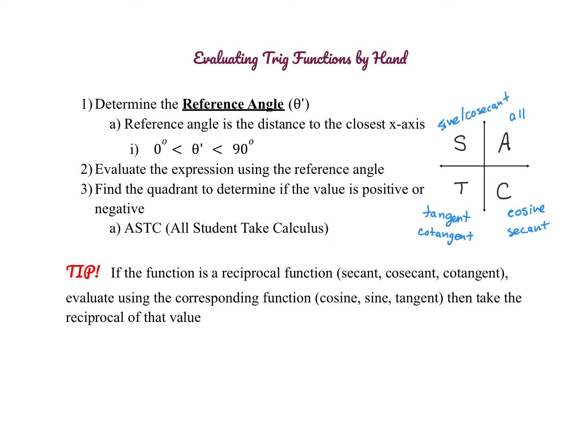A quick tip, if you are working with a reciprocal function like secant, cosecant, or cotangent, I would actually just evaluate the expression using its corresponding reciprocal function and then take the reciprocal of that answer. So I think that's a lot easier than memorizing the values for your reciprocal functions as well. So if you know your original 3, you can evaluate these very easily.